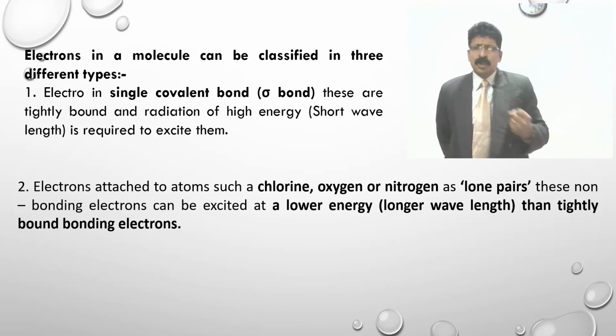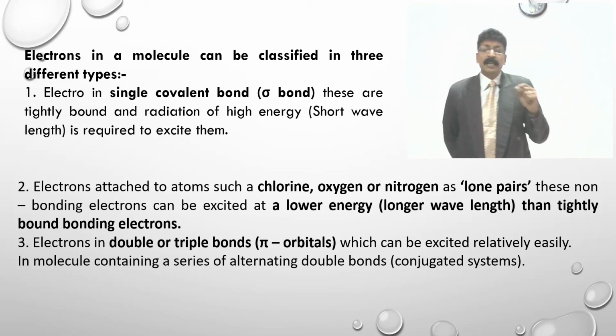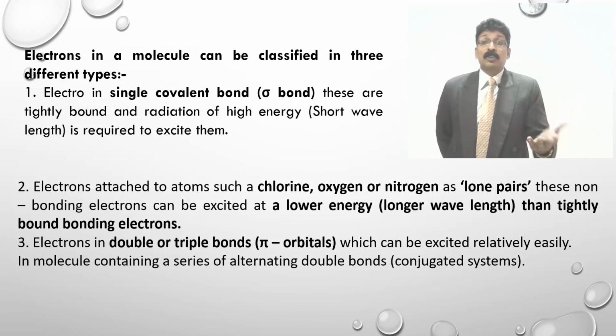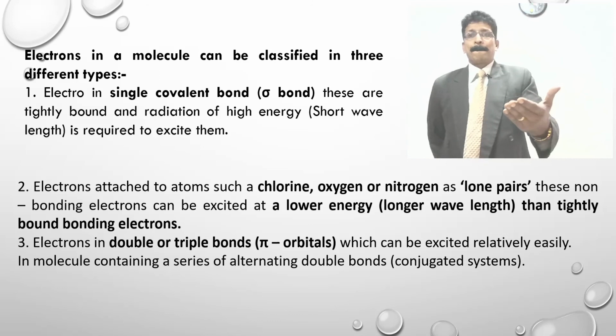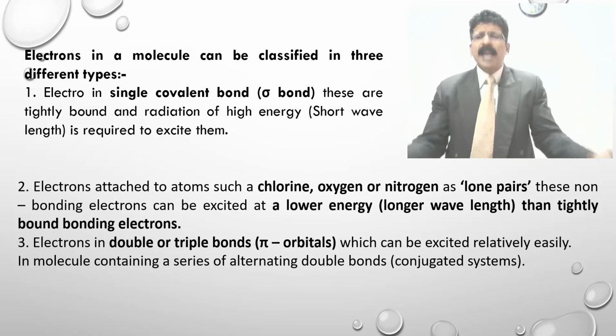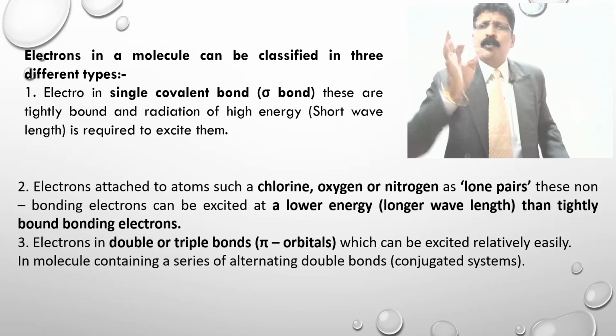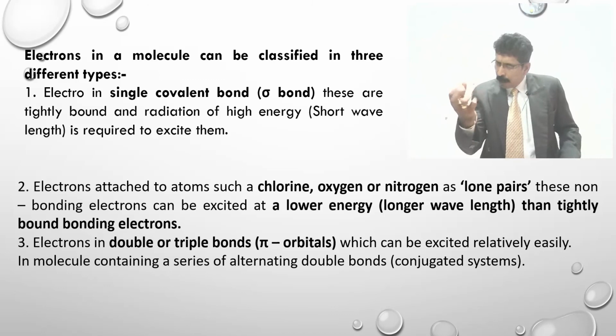Understand? So next, the third one is electrons in double bonds. Double bonds are pi bonds, they are weaker bonds. They are very easy to get excited, so you need less energy. And triple bonds also have pi orbitals, which can be excited relatively easily because they are weak bonds. Some molecules have a series of alternating double bonds, a conjugated double bond system, which is very necessary for UV absorption of light.